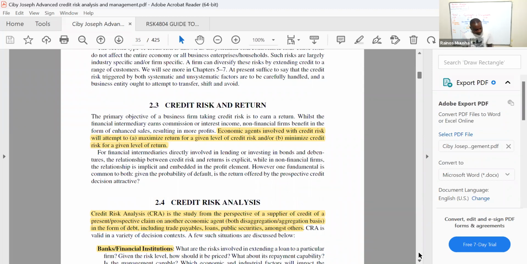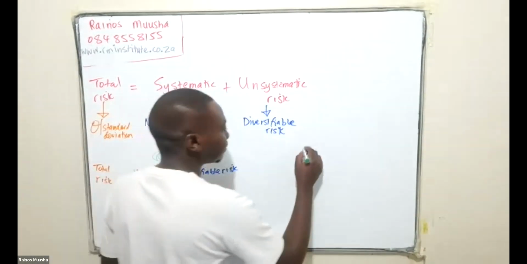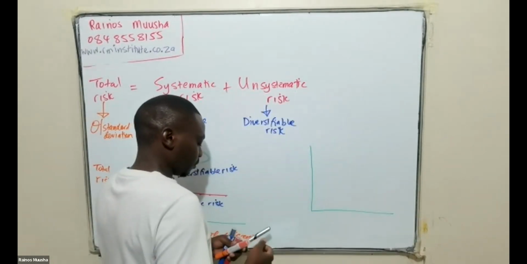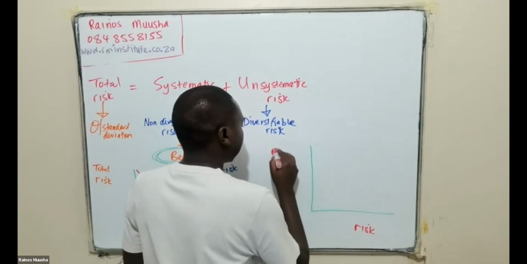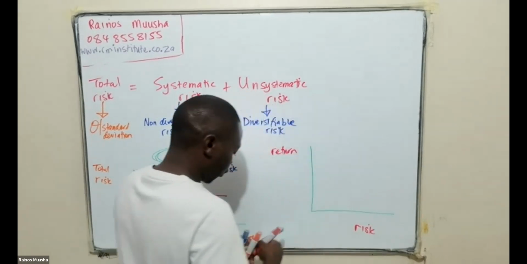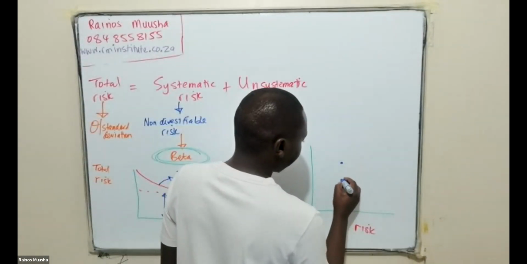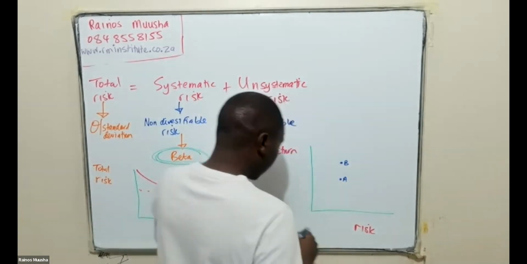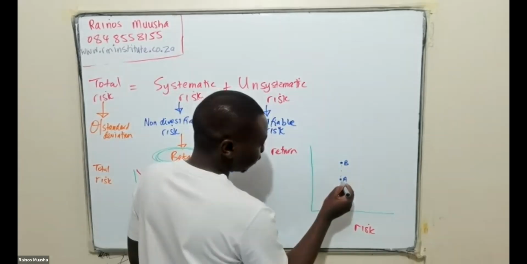So when you look at the credit risk and return relationship, it's coming from this analysis where we look at the relationship between risk and return. For example, they can give you a scenario and say, if you are given investment A and investment B, which of the two investments would you choose?